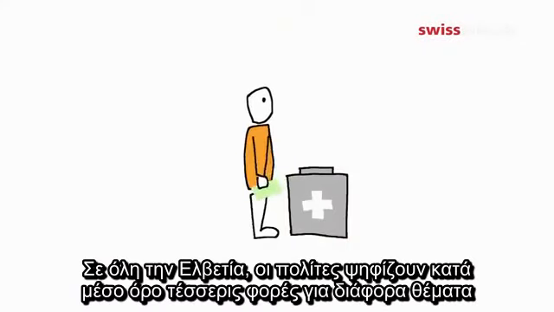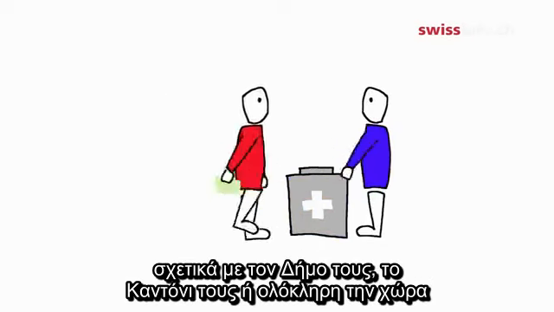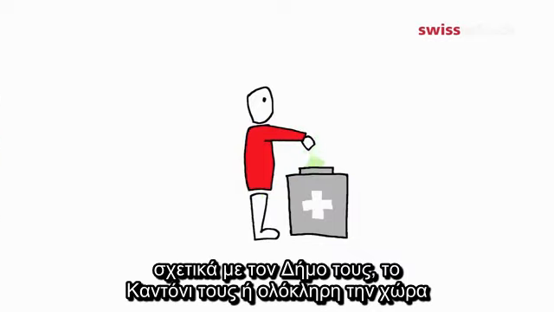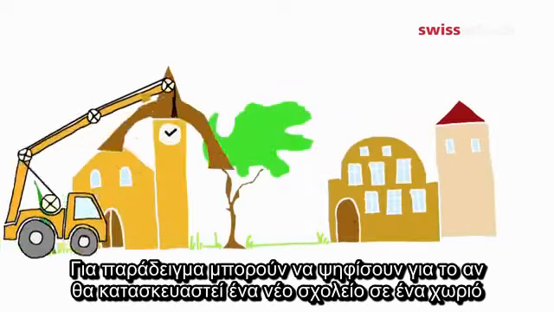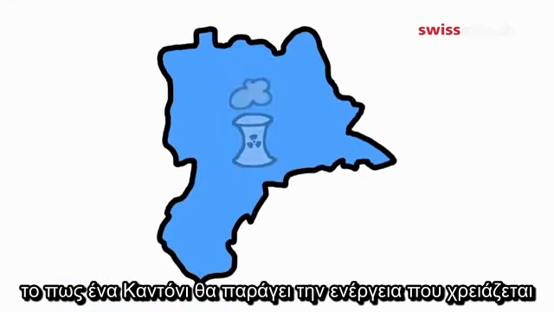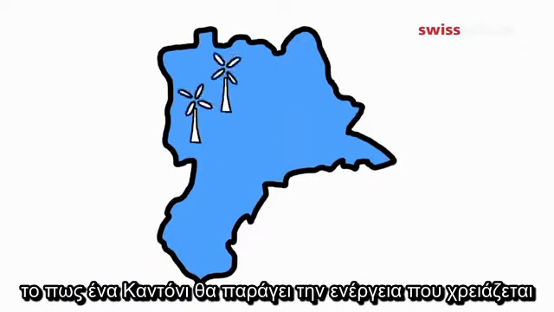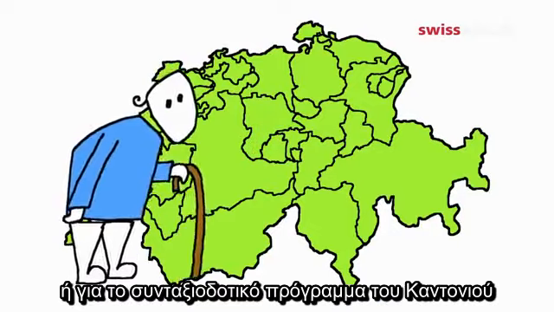In the whole of Switzerland, residents vote on average 4 times a year on various issues concerning their community, their canton, or the whole of the country. For example, they can vote on whether to have a new school built in the village, on how the canton should produce its electricity, or on the state old age pension plan.